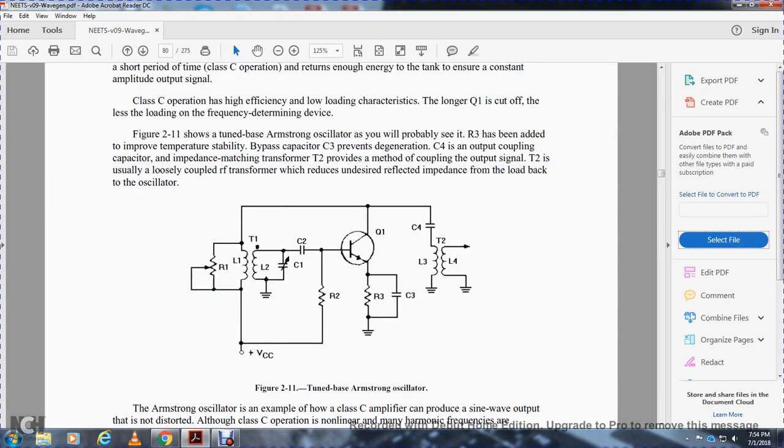Figure 2-11 shows a tuned-base Armstrong oscillator. You will probably see resistor 3 added to improve temperature stability. Bypass capacitor 3 prevents degeneration. Capacitor 4 is the output coupling capacitor, and transformer 2 is an impedance matching transformer that provides the method of coupling the output signal. The transformer 2 is usually a loosely coupled radio frequency transformer, which reduces undesired reflected impedance of the load back to the oscillator.